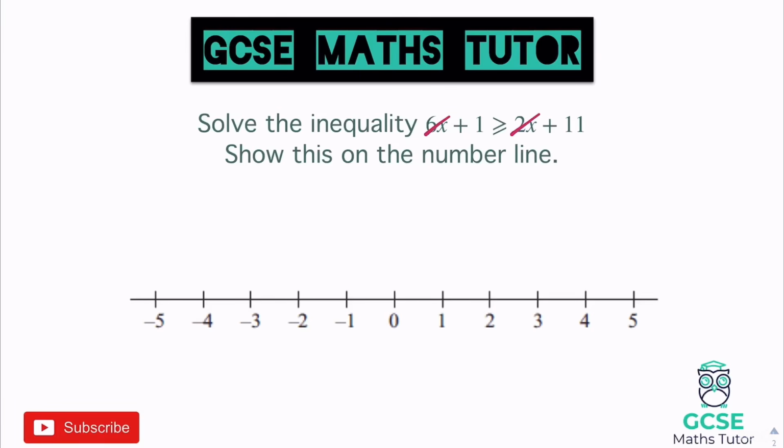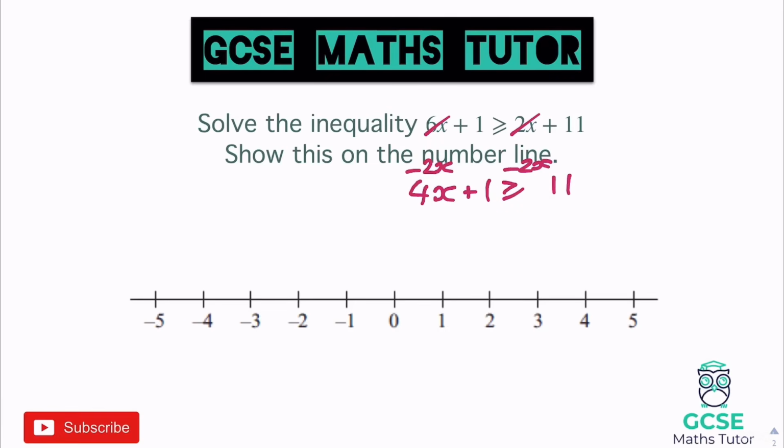So I'm just going to write my working out. I'm just going to write minus 2x here from both sides. And let's see what we end up with. So 6x drops down to 4x. We've still got the plus 1. And that is now greater than or equal to positive 11. So I won't put the plus in. Obviously, if that was a minus there, I'd have to put that in. But there's no need for me to put plus 11 there.